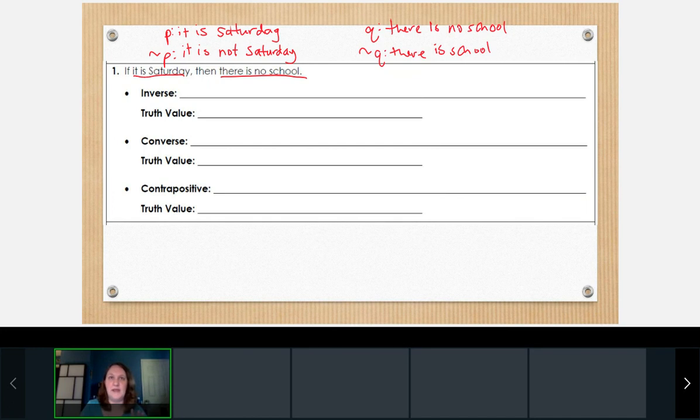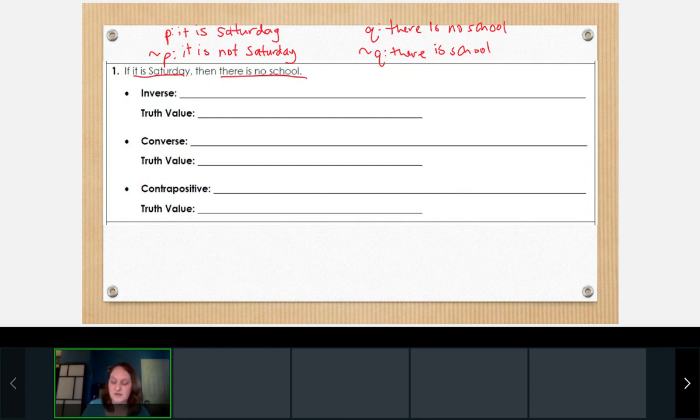I know it's weird. If you speak more than one language, sometimes this can be hard to wrap your head around, right? Because in Spanish, if we want to say there is not school, then we literally use the words not school. But in English, when we have a not, we just get rid of it completely and say that there is school. So Q is there is no school. Not Q would be there is not no school, which sounds really weird. So instead we write there is school. Now we know what P, Q, not P, and not Q are.